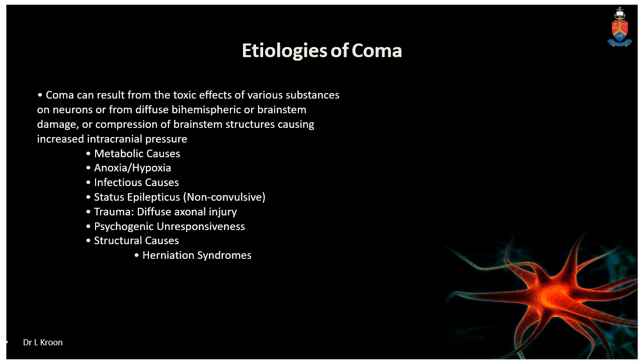Infectious causes such as meningoencephalitis. Status epilepticus is also important to note here, in that non-convulsive status epilepticus is a common cause of coma. Trauma from diffuse axonal injury. Again, we'll mention psychogenic unresponsiveness as a common cause of the unresponsive patient, and structural causes such as mass lesions in the brain, which can lead to herniation syndromes, which I'm going to talk about in a second now.